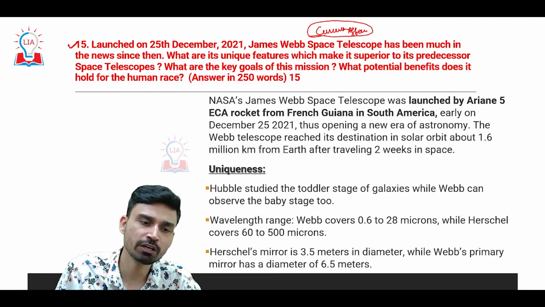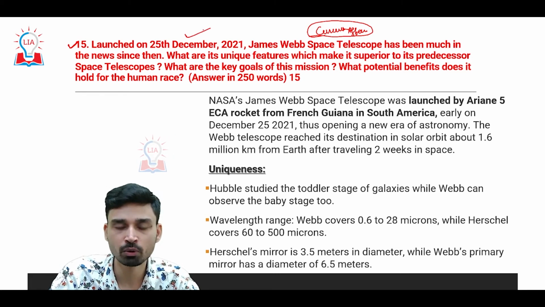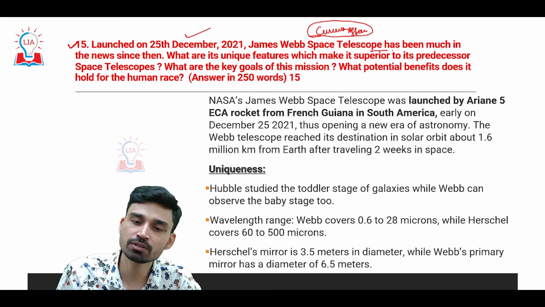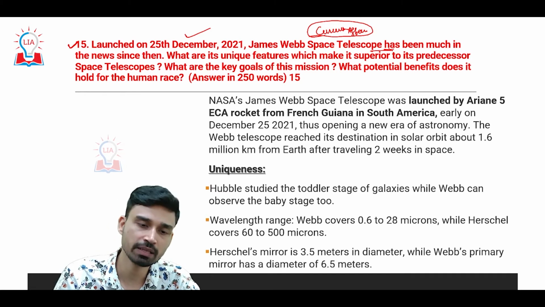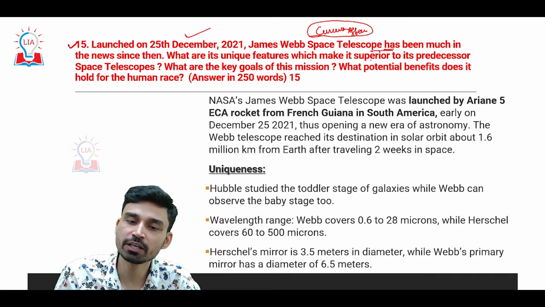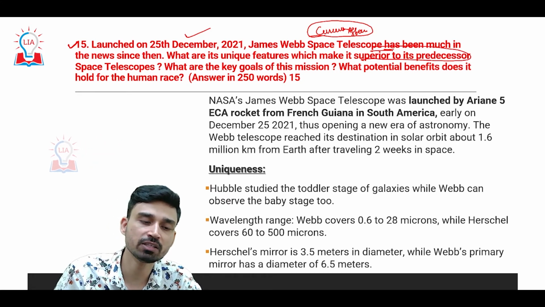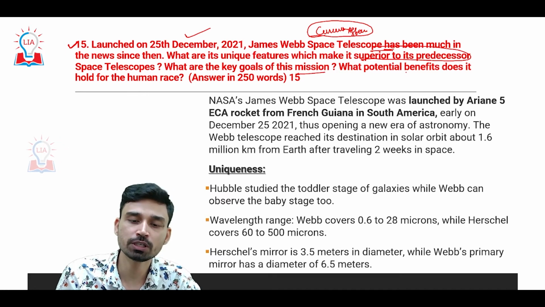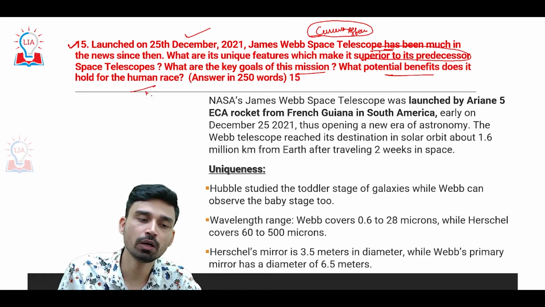So the question is simple and straightforward. Launched on 25th December 2021, the James Webb Space Telescope has been much in the news since then. What are its unique features which make it superior to its predecessor space telescope, and what are the key goals of this mission? What potential benefits does it hold for the human race?